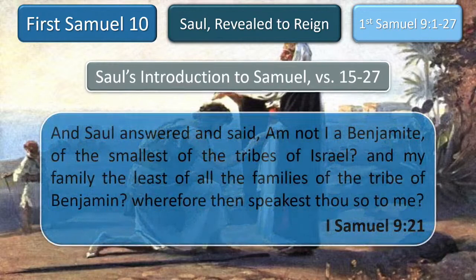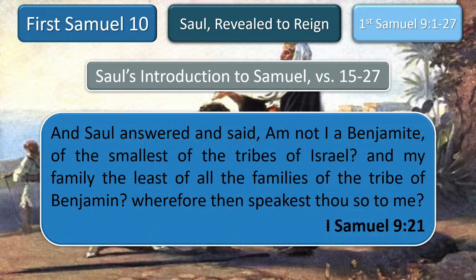Verse 21, and Saul answered and said, this is where I told you a while ago, when you were little in your own eyes. Look at the humility. Saul answered and said, am I not a Benjamite, of the smallest of the tribes of Israel, and my family the least of all the families? Didn't we just read how his father was a mighty man? Yet he doesn't say any of that. We're the smallest tribe, my family the least of the families of the tribe of Benjamin. Why do you speak thou so to me?